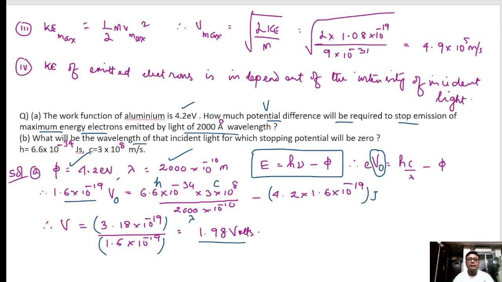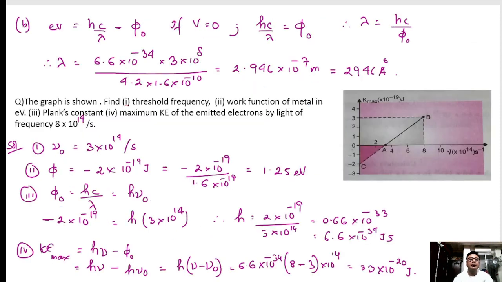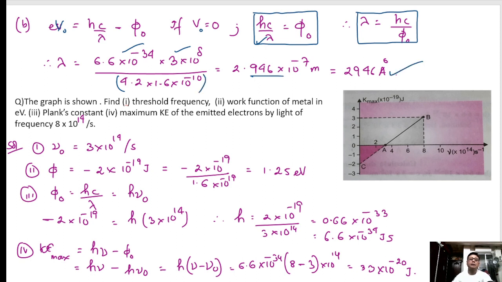What will be the wavelength of the incident light for which stopping potential will be 0? They are telling us that the stopping potential V naught should be 0. So if it is 0, then this is the equation, and we have to find the wavelength. This is the wavelength formula. Putting the values, I know h, c, and the work function for the metal remains the same. So calculating, we get the wavelength of the light.